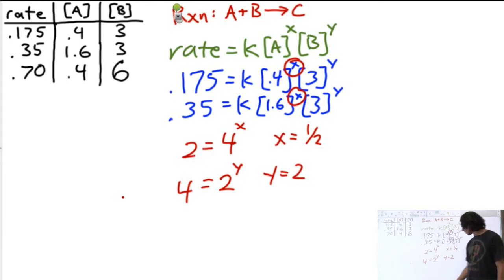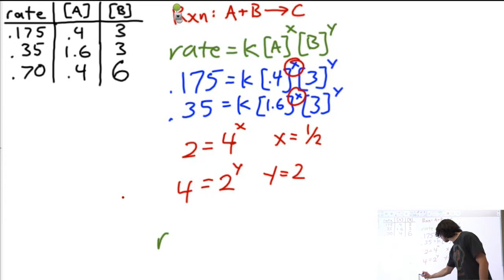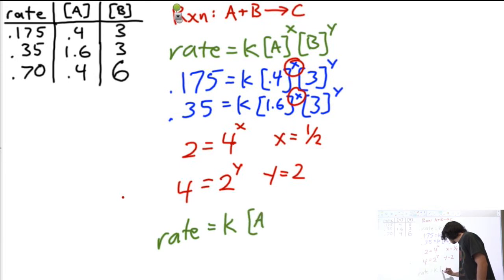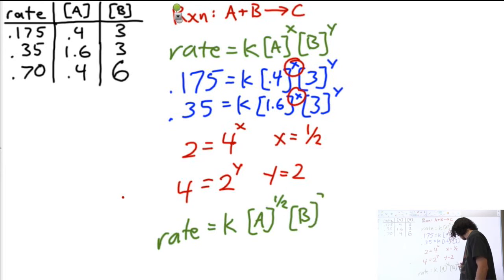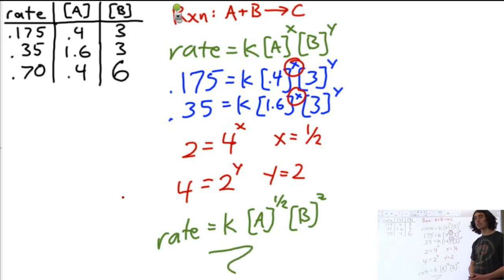So now that we've determined these exponents, we should be able to write a rate expression. We can say that the rate is equal to a constant times the concentration of A to the 1/2 and times the concentration of B squared. And this is how you determine a rate law using the method of initial rates.